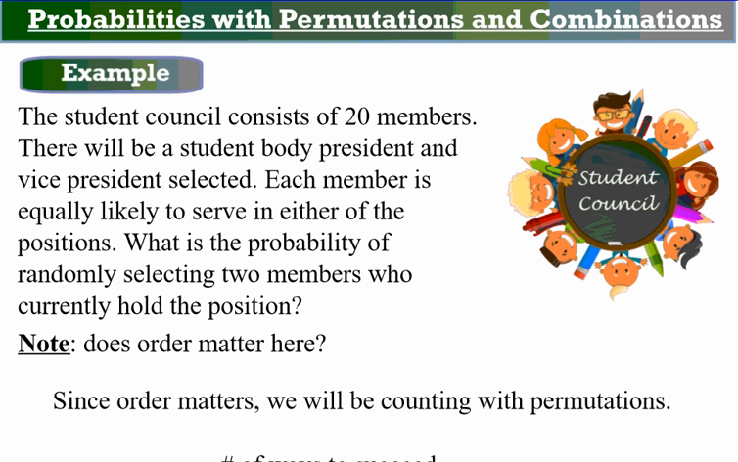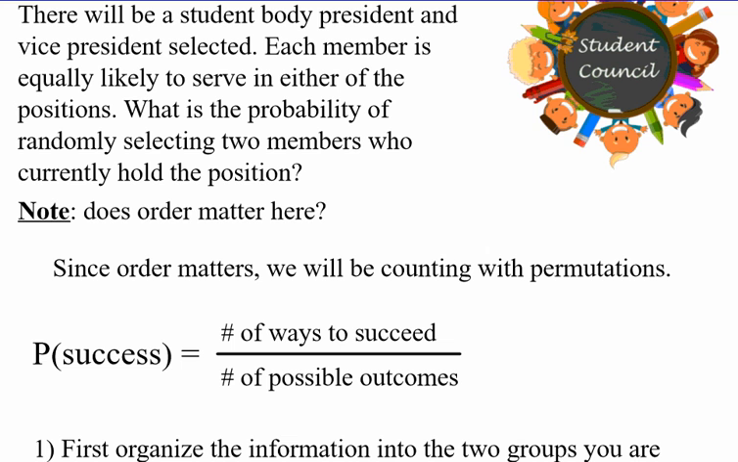Okay, so here we go. Situation number 1. Let's say the student council consists of 20 members. There will be a student body president and a vice president selected. Each member is equally likely to serve in either of the positions. What is the probability of randomly selecting 2 members who currently hold the position? If they currently hold it, what's the likelihood that they're going to get reelected in those positions, or one of those positions?